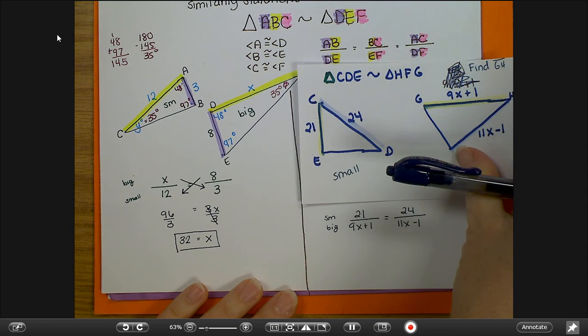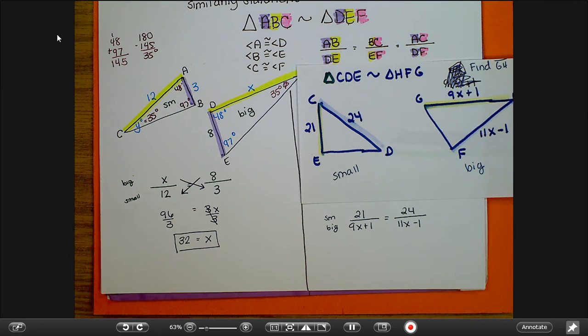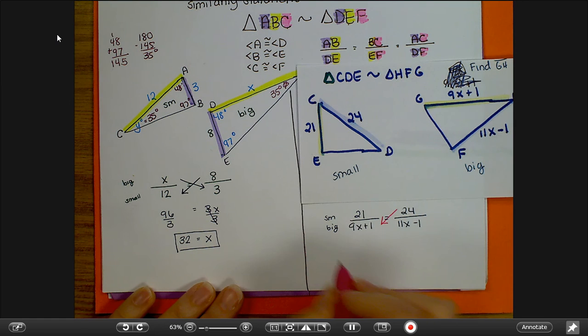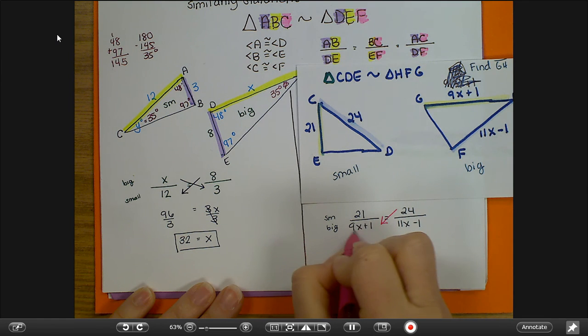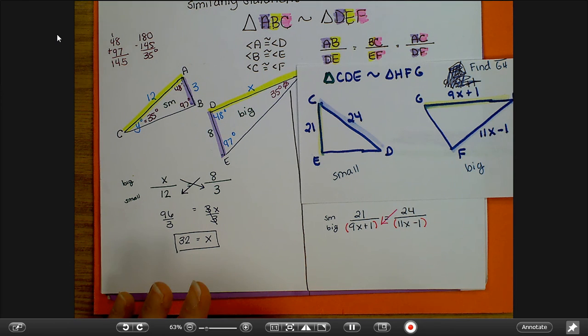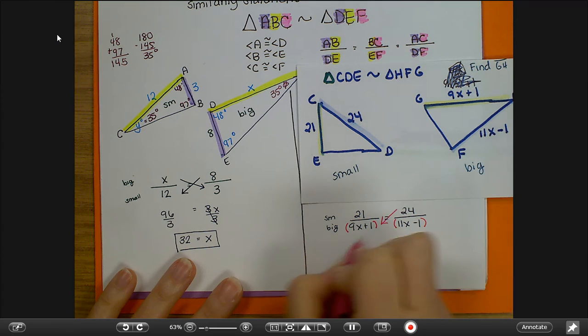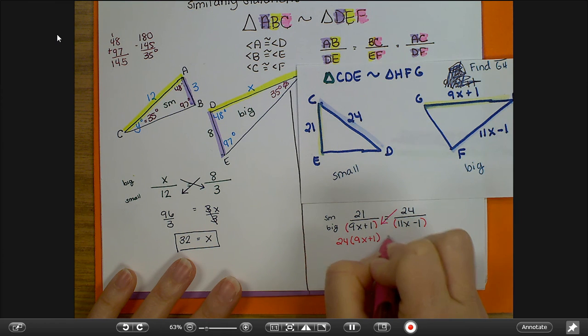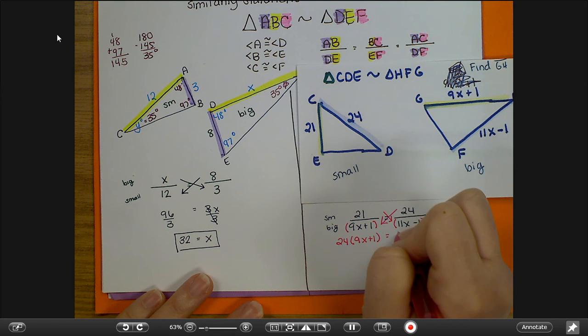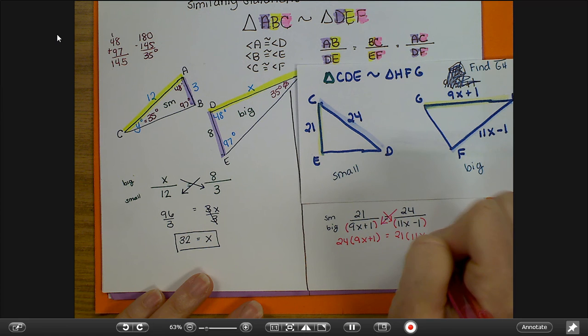All right, and now we're going to use algebra to cross multiply. Just remember that when you have a quantity like this on the bottom, it's best to envision it in parentheses, but for this part too. So we're going to do 24 times (9x plus 1). Those parentheses are important. Okay, and then the other direction, 21 times (11x minus 1).